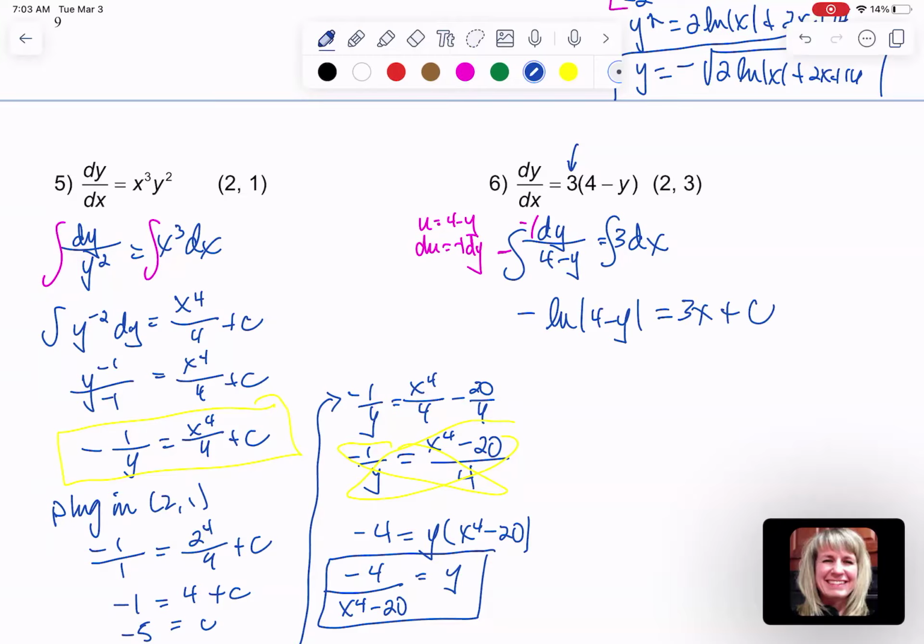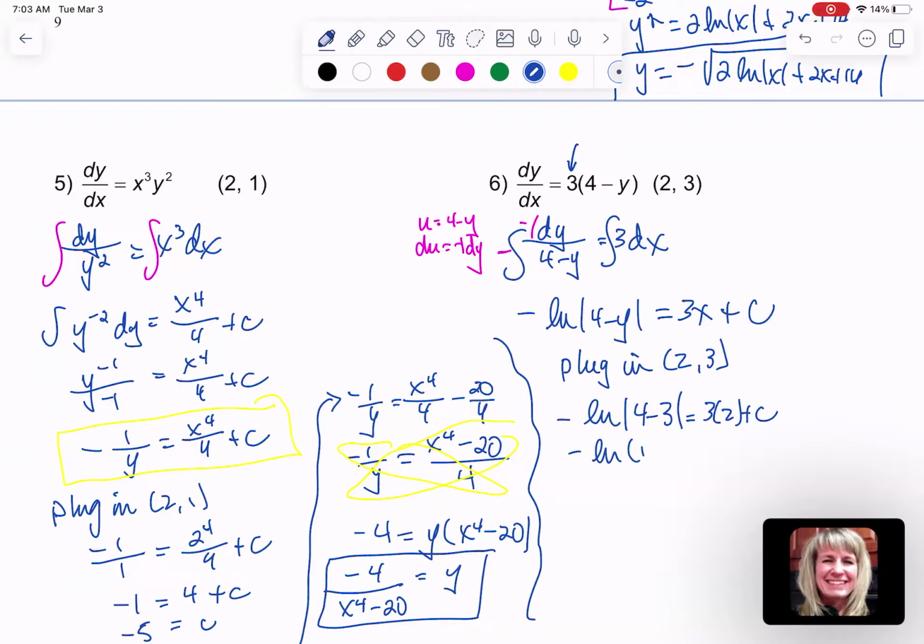I'm going to go ahead and plug in my point here because I'll end up with natural log of 1, which will become 0, which is nice. I'm going to plug that 3 in there. So that'll be a negative natural log of 4 minus 3 equals 3 times 2 plus c. That's negative natural log of 1. Natural log of 1 is just 0. So we end up with 0 equals 6 plus c. So c equals negative 6.